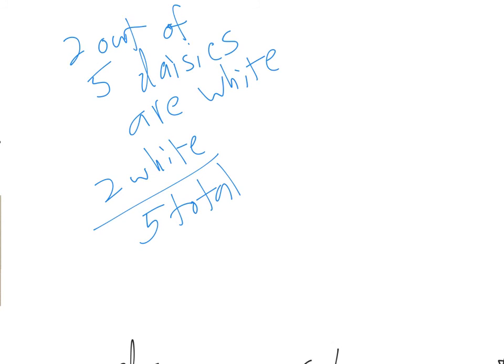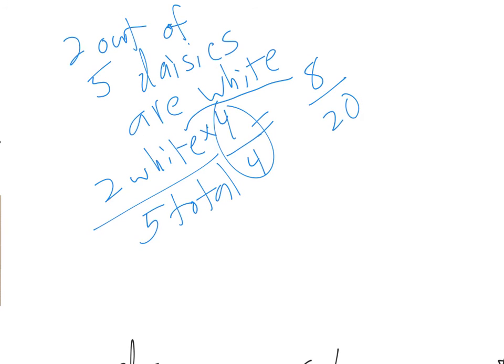Well, if I have 2 white and I want to get to 8, how do I get to 8 white? That's kind of like an equivalent fraction. So I do 2 times 4, that's going to equal 8. In order for this to be an equivalent ratio, you need to multiply by 4 over 4, because this equals 1. So 5 times 4 is 20. So if I have 8 white, I'm going to have 20 total.